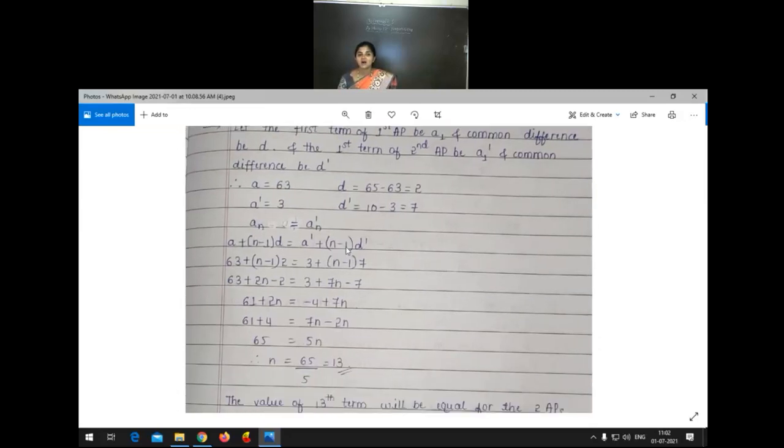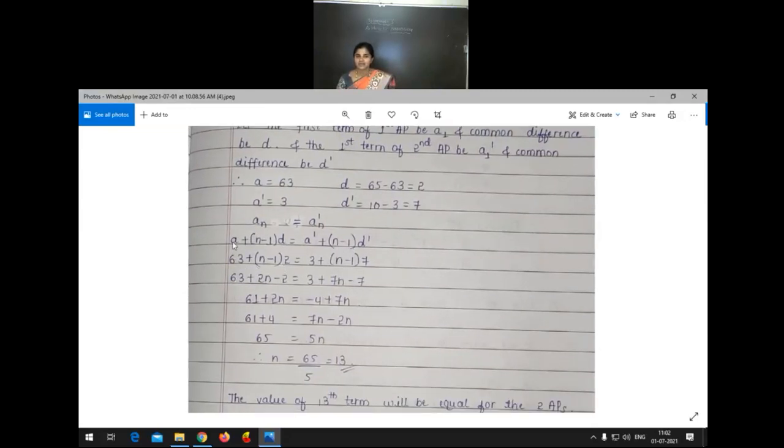Now substitute the values. Here A is 63 and the difference is 2. Here A dash is 3 and the difference is 7. Now 63 plus n into 2 is 2n, then minus 1 into 2 is 2, is equal to 3 plus 7n minus 7. Then 63 minus 2 is 61 plus 2n is equal to 3 minus 7, which is minus 4, plus 7n.